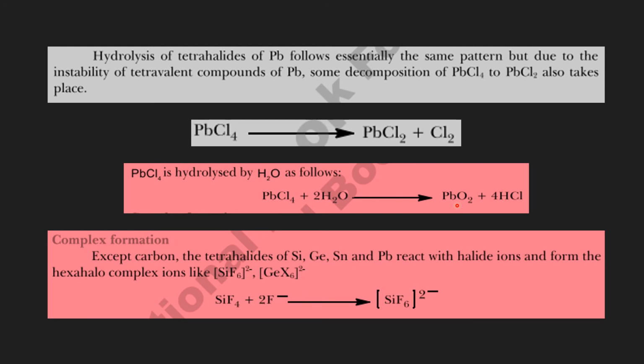Another ability is complex formation. Carbon does not form complex compounds, as I have told you that it does not have d orbitals in it, and due to the unavailability of these d orbitals, carbon does not form complexes, while all the other elements, silicon, germanium, tin, and lead, as they have d orbitals in them, form tetrahalides, and they also form complex ions, as in the case of silicon hexafluoride, germanium hexahalides. These ions are formed due to the availability of the d orbitals in them.